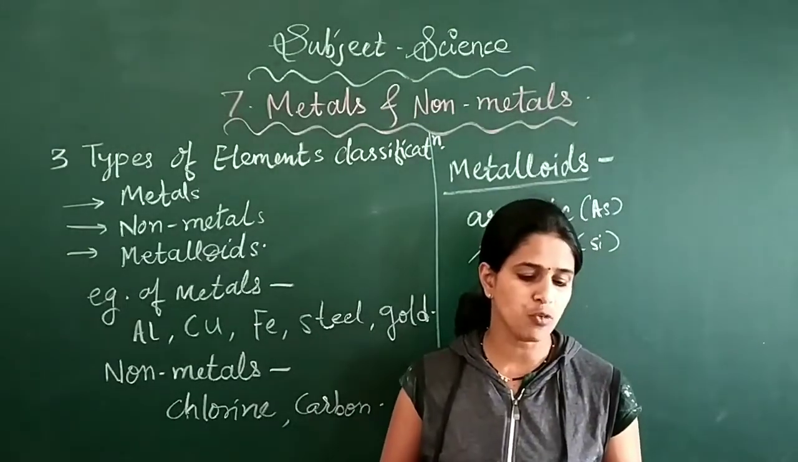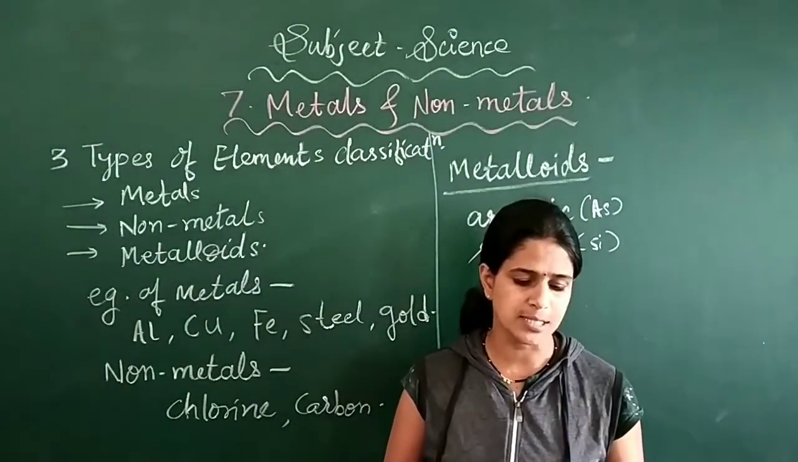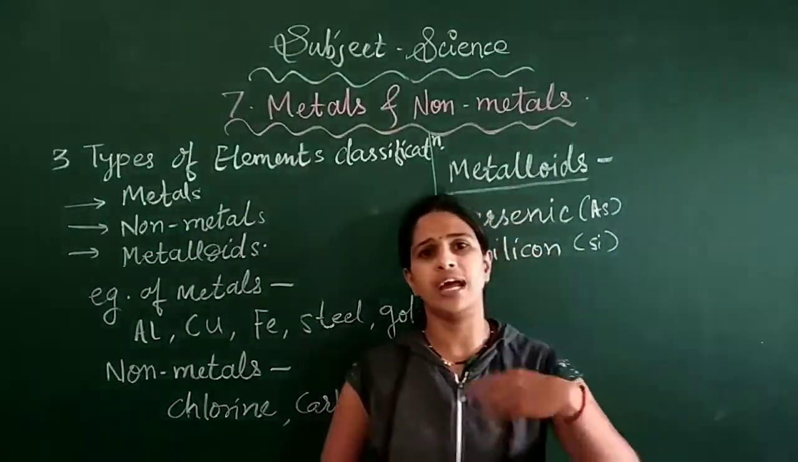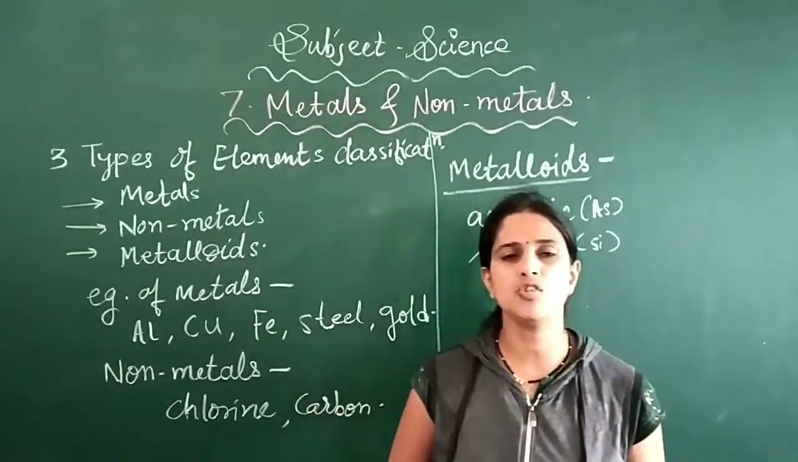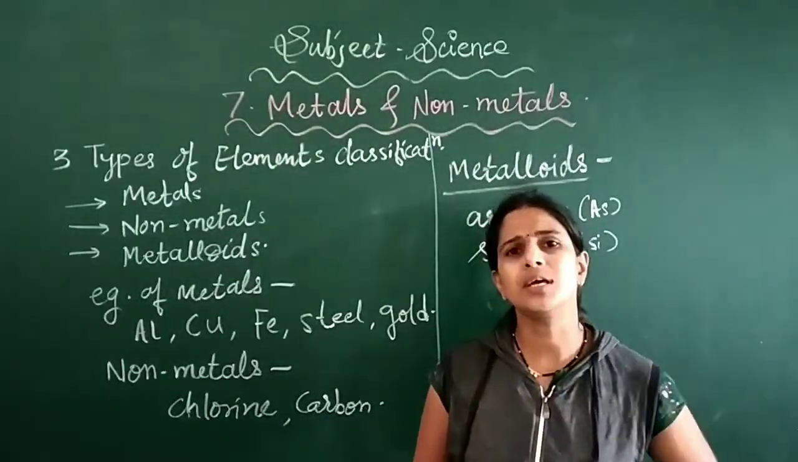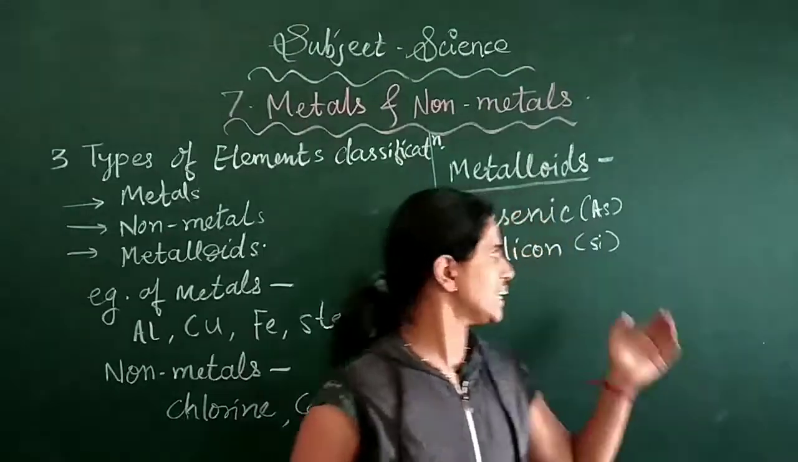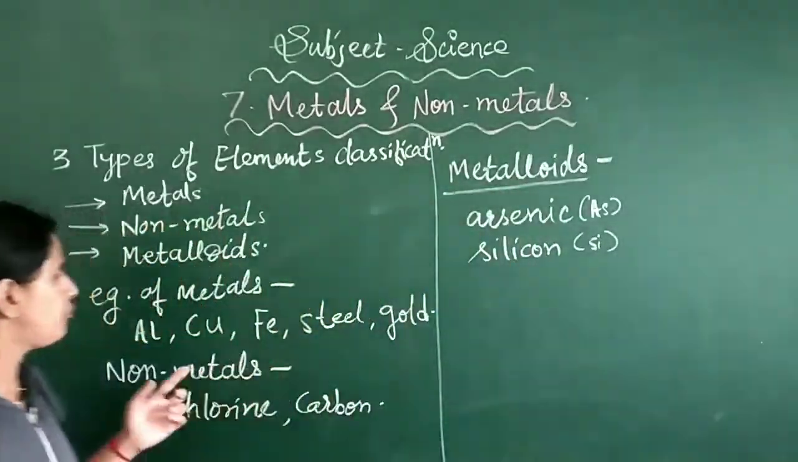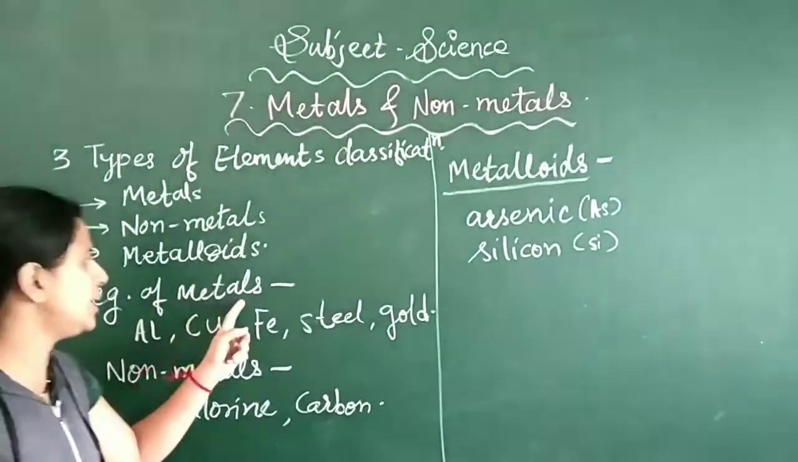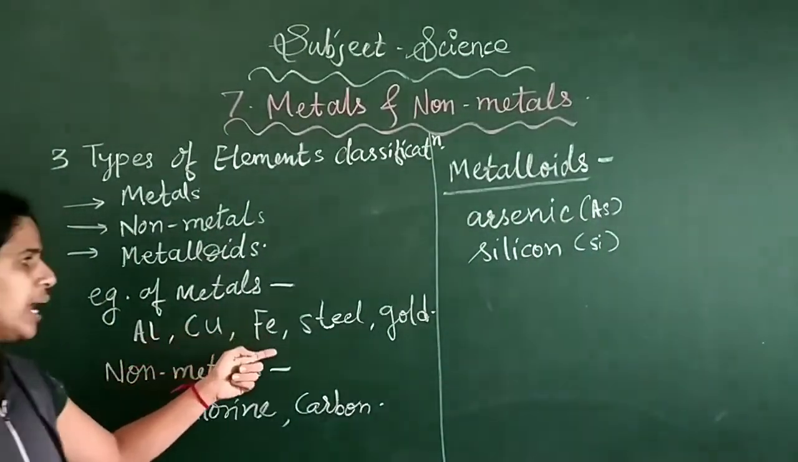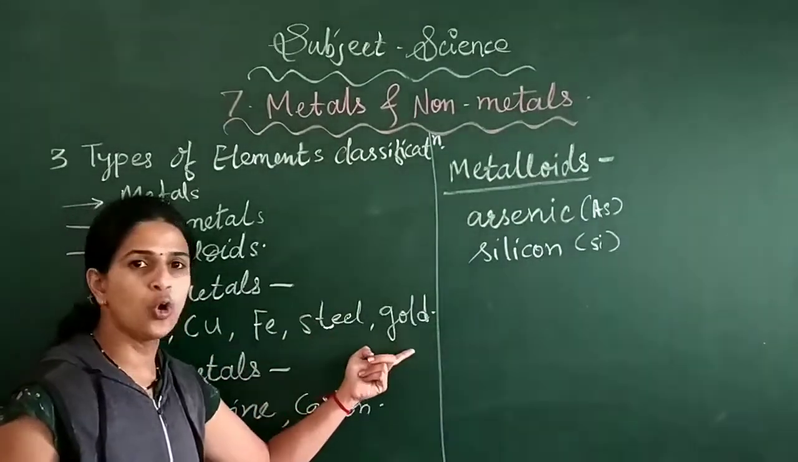The second question is, what are the metals and non-metals that we use in everyday life? It means you have to write down examples of metals and non-metals. So I will give you some examples of metals, non-metals as well as metalloids also. So you just write down in your notebook. The first one, examples of metals, are aluminium, copper, iron, steel and gold.